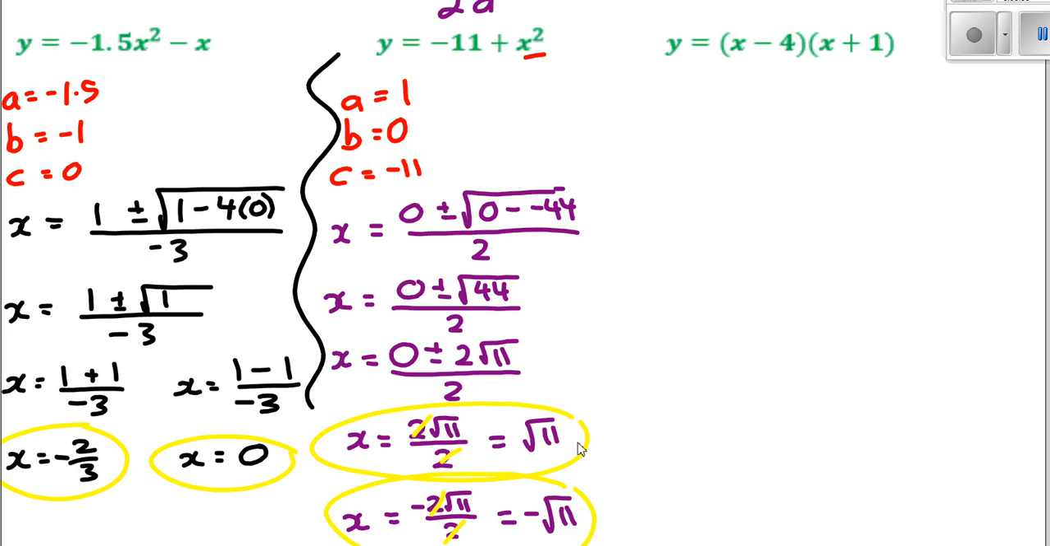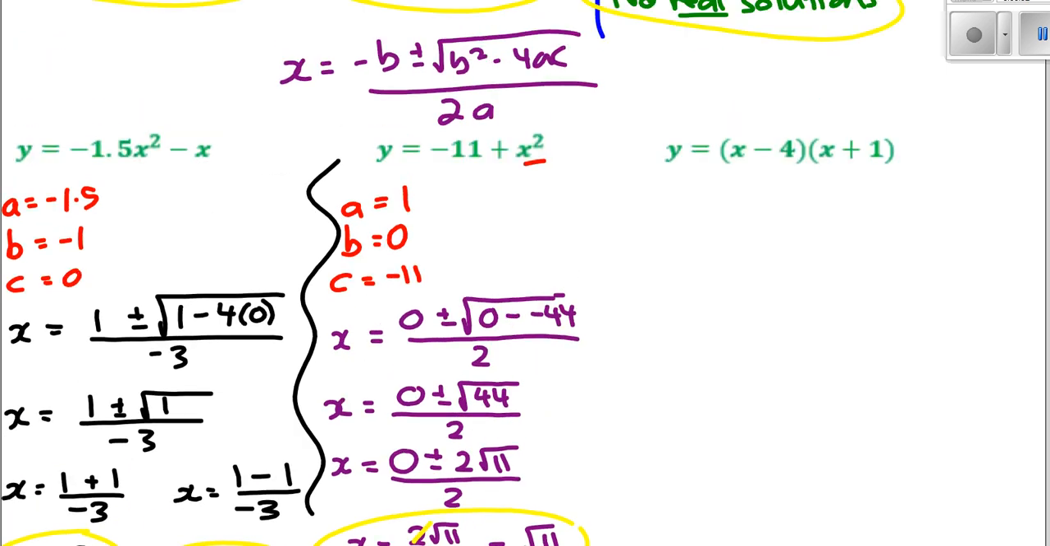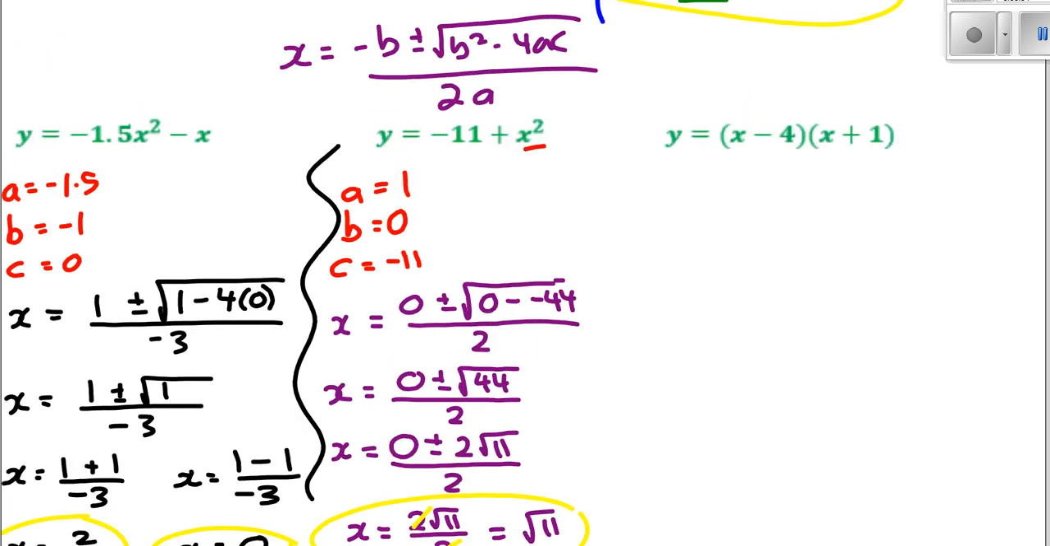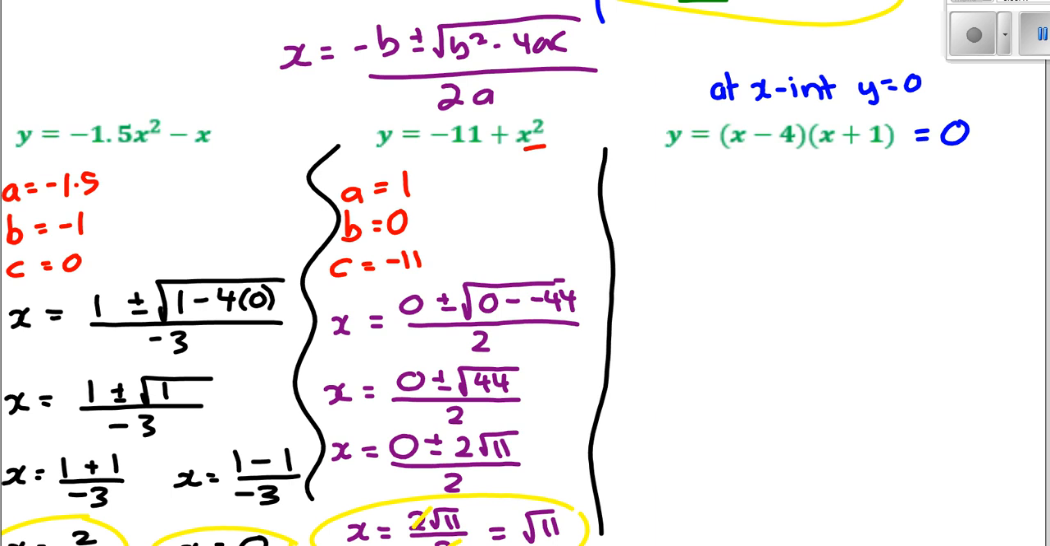Finding the x-intercepts when you've got this nice factorized form in the next one is so nice. Because remember, at the x-intercept, what is y always equal to? It's always equal to 0. Because at x-intercept, y equals 0. So what I've done is I've just subbed 0 into the factorized form, which means you look at it separately. So x minus 4, you can write it out if you want, x minus 4 equals 0, and x plus 1 equals 0. So you're setting each bracket separately equal to 0.